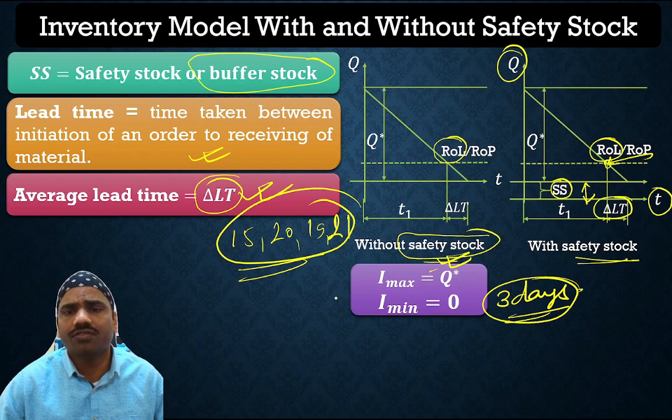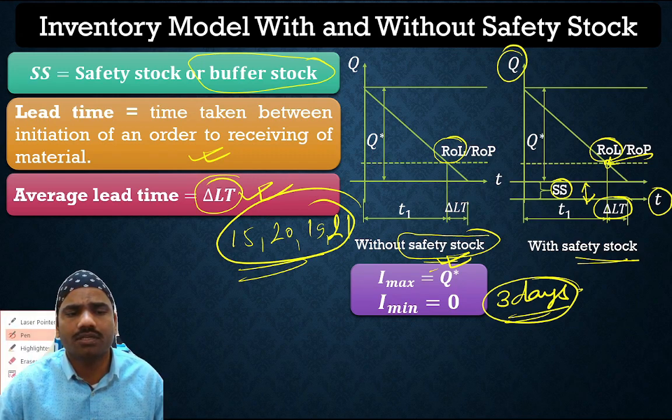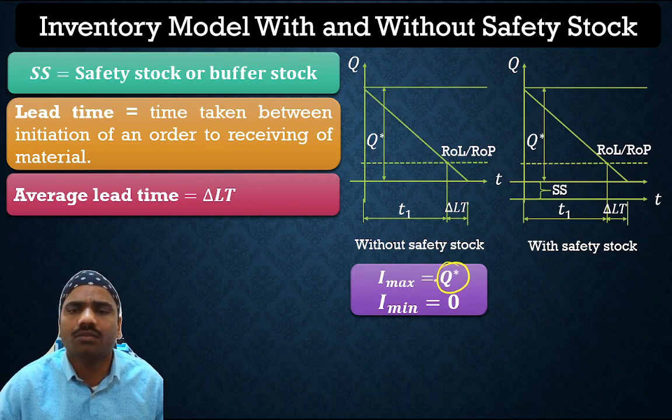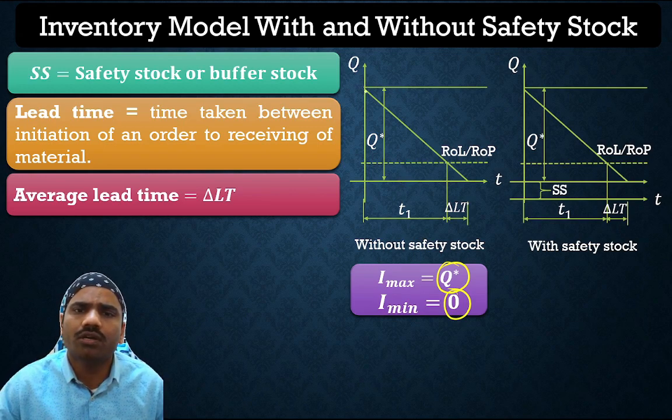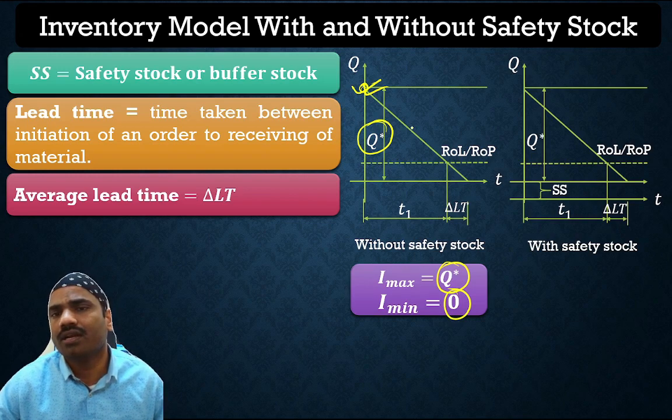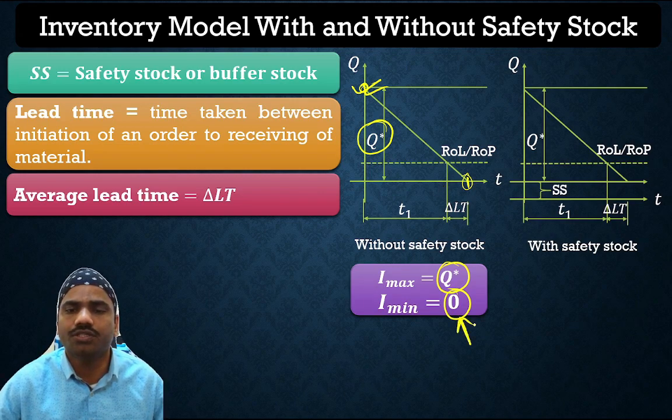In this case, if you don't have any safety stock, then the maximum inventory is Q max, and that is Q star, the economic order quantity. With the completion of the period, you don't have any quantity, so the minimum inventory is 0.